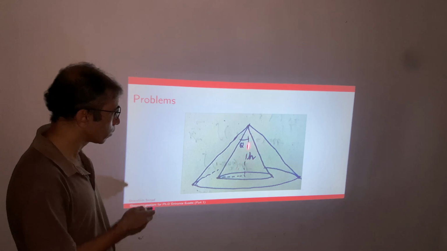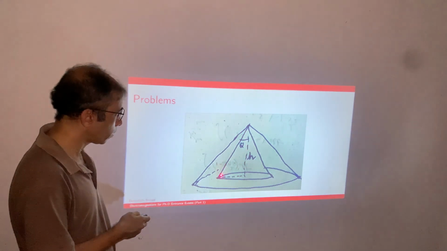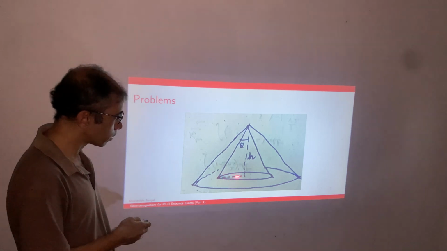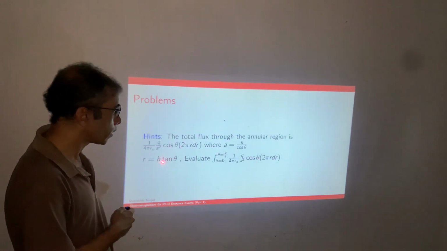This is theta, so it's trivial. So this A will be h by cos theta. And what is R? This is R. R is equal to h tan theta.